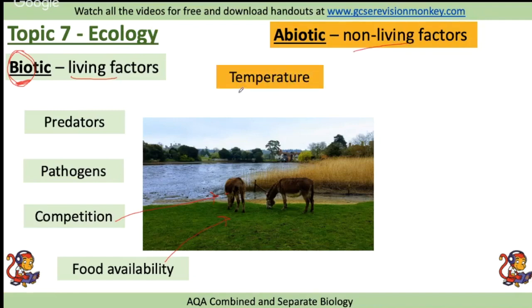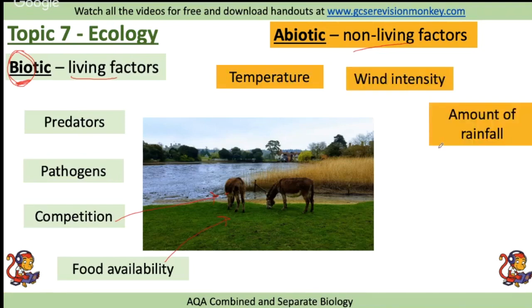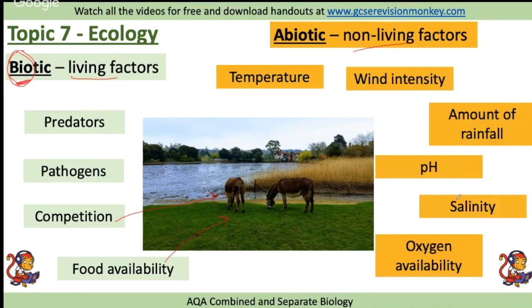So temperature would affect that ecosystem, wind intensity, amount of rainfall, pH, salinity, which is how salty it is, and oxygen availability, for example. Have a look at what situation you're given, because if you're talking about oxygen availability, you're only talking about aquatic environments. So if we're talking about the water here, we'd be talking about things like how salty it is and oxygen and temperature, but obviously we wouldn't be talking about wind with that one so much.